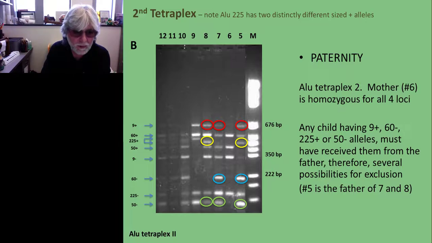And over here, both children have the 50 minus allele, and dad contributed that. So father number 5 cannot be excluded. It's a lot easier to exclude someone than to prove it, but in this case, it's all consistent.